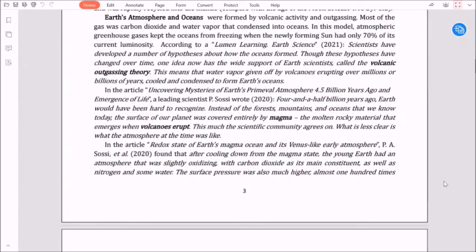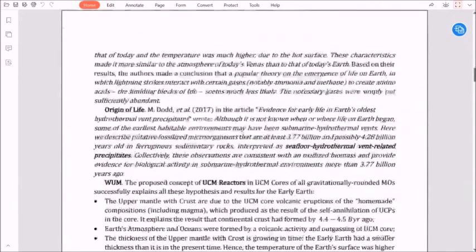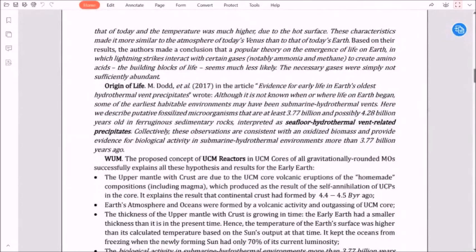In the article Redox State of Earth's Magma Ocean and its Venus-like early atmosphere, Sossi et al. found that after cooling down from the magma state, the young Earth had an atmosphere that was slightly oxidizing, with carbon dioxide as its main constituent, as well as nitrogen and some water. The surface pressure was also much higher, almost 100 times that of today, and the temperature was much higher due to the hot surface. These characteristics made it more similar to the atmosphere of today's Venus than to that of today's Earth.